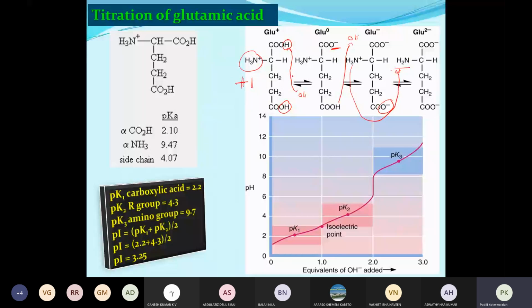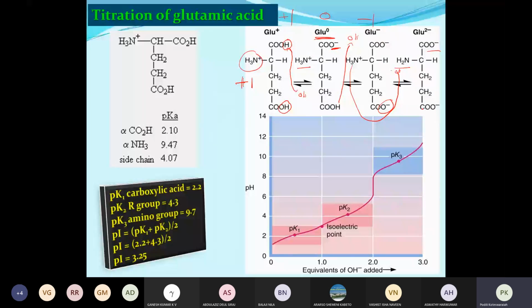So if you carefully see here, at the extreme lower pH the net charge on the glutamic acid is +1, and when it is titrated with alkali, initially the alpha carboxylic group loses a proton and becomes COO minus. Therefore the net charge becomes NH3 plus, COO minus, so the net charge is 0. Further addition of alkali pulls the proton from the side chain carboxyl group. Therefore, the net charge is -1, here 0, here +1, and with further addition of alkali, the amino group also loses a proton. So the net charge becomes -2.